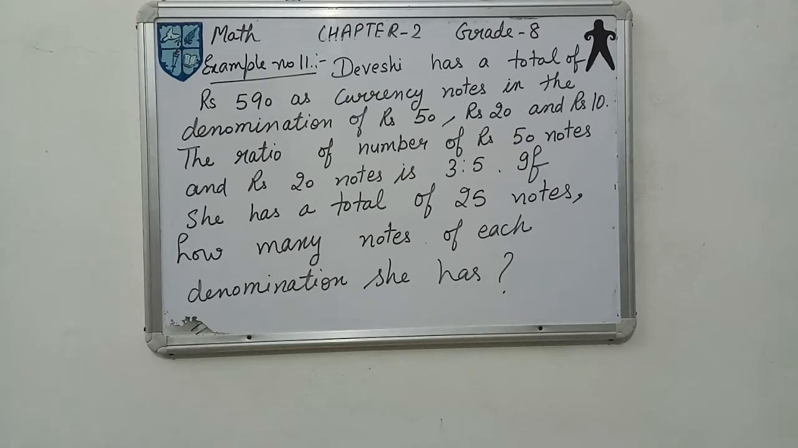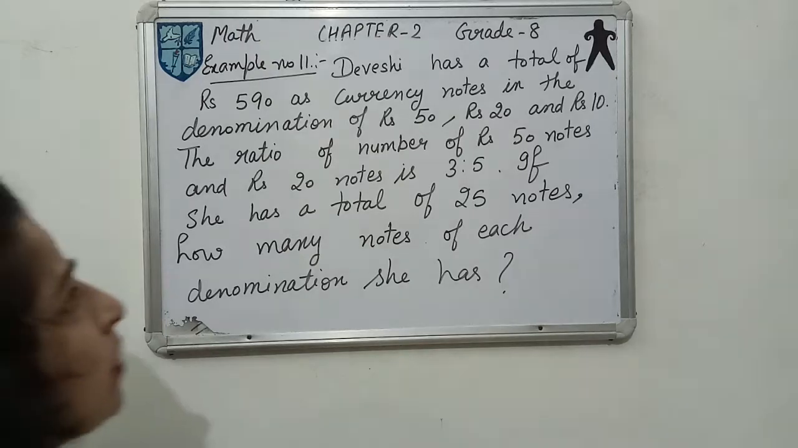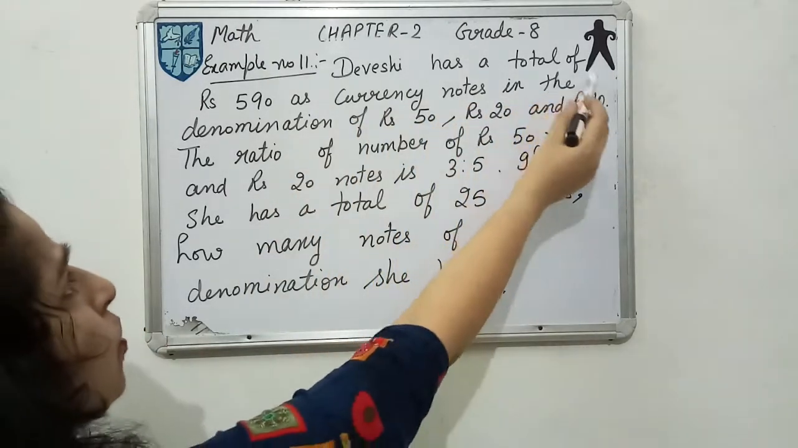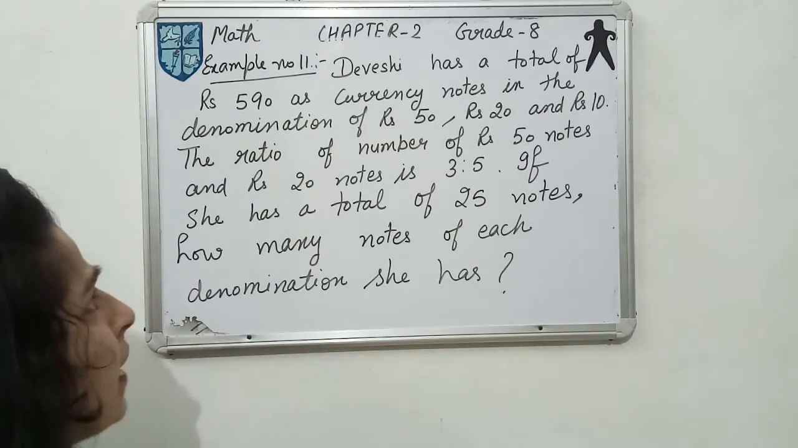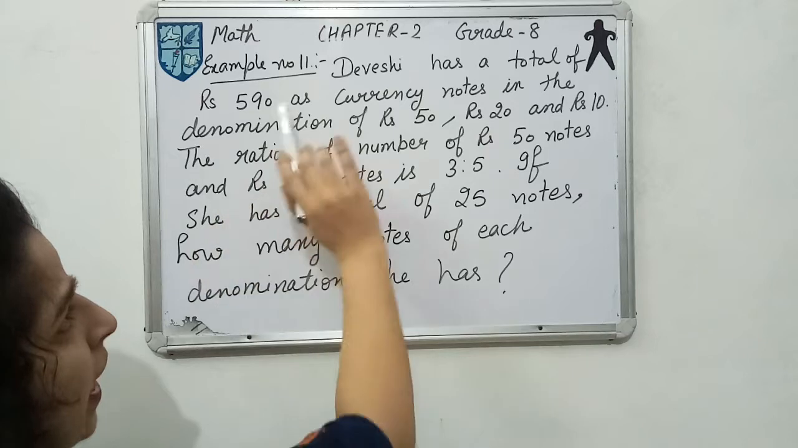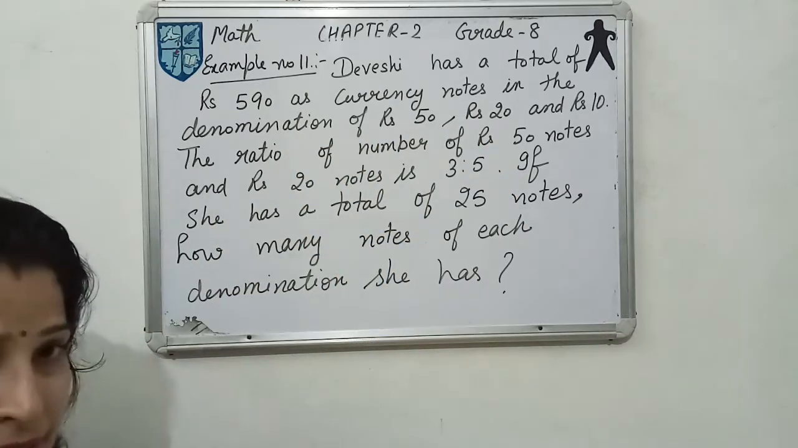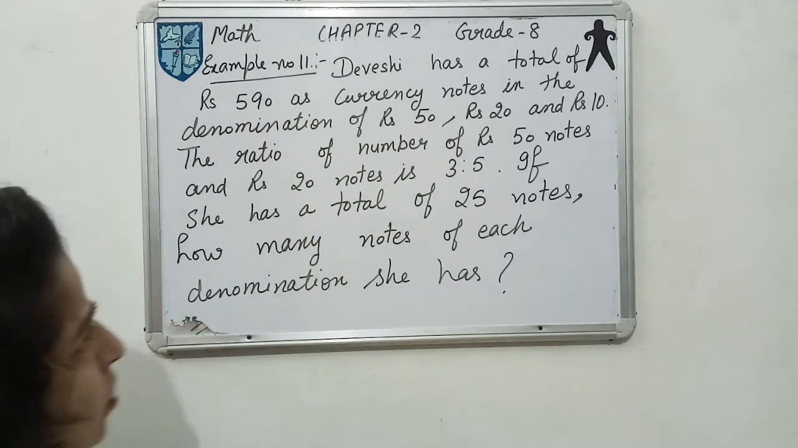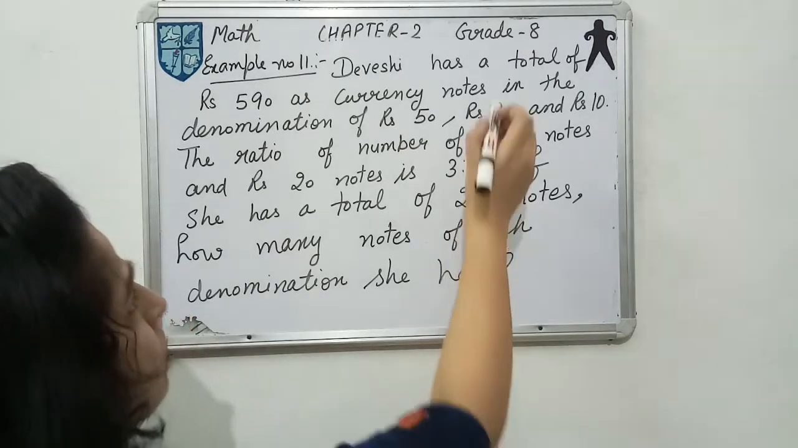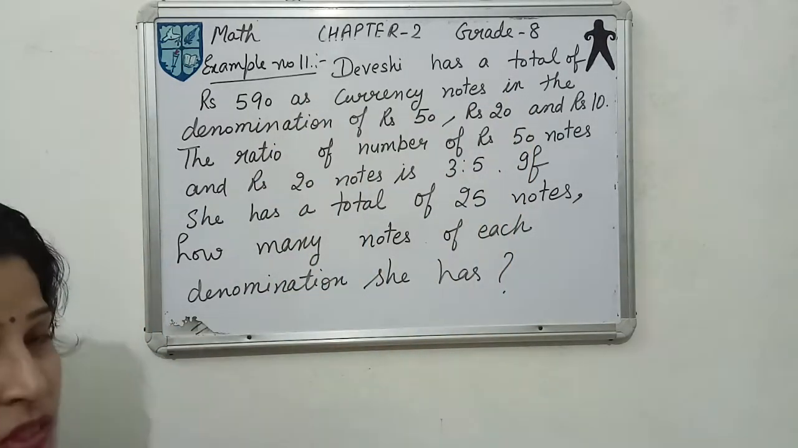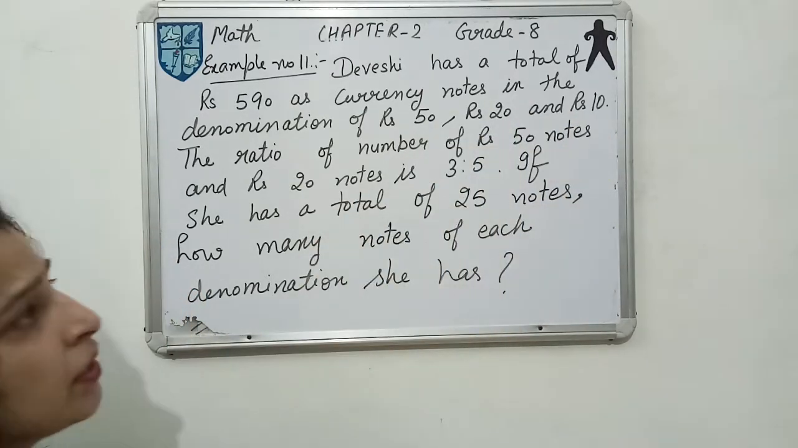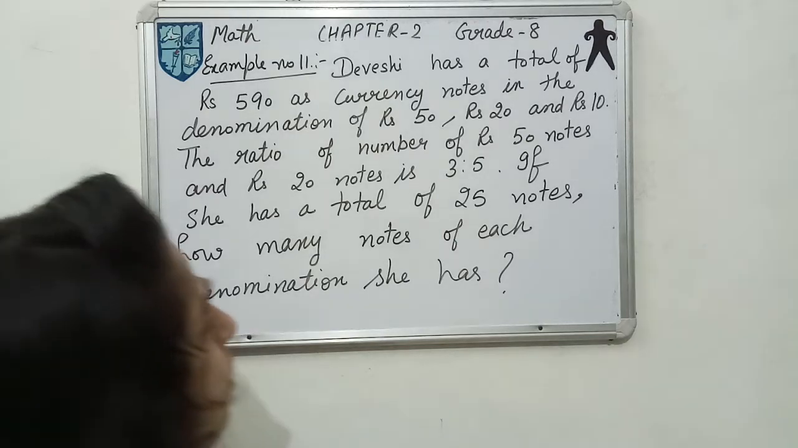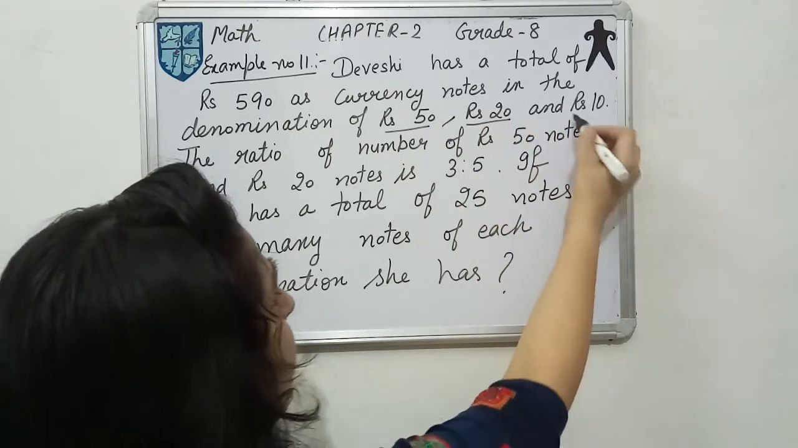This is Chapter 2, Grade 8 Maths, Example number 11. See the question. Deveshi has a total of rupees 590. It means she has a total amount in her hand of 590 as currency notes. She didn't have any coins with her, so in the denominations, what notes does she have? She has notes of rupees 50, 20 and 10 only.